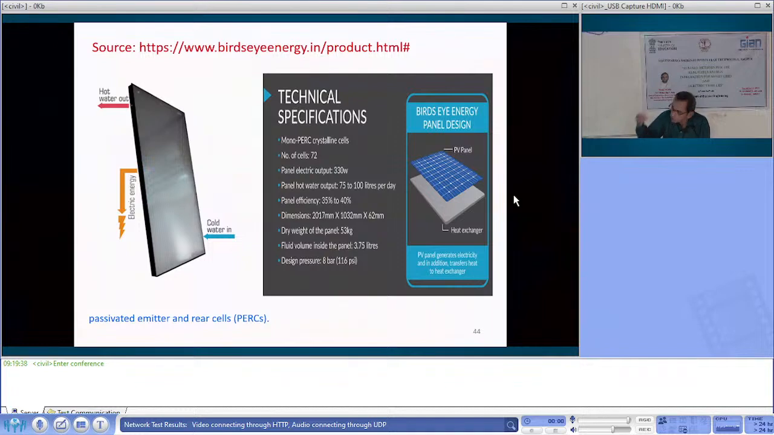You need both, hot water as well as electricity generation on the rooftop. So you find here that cold water is in at the bottom. Okay, and due to gravity, that hot water will always be at the top level, hot water output. But at the same time, you are getting electrical energy. See, this is called PVT, photovoltaic thermal. They are using mono PERC crystalline cell, 72 cells, okay.